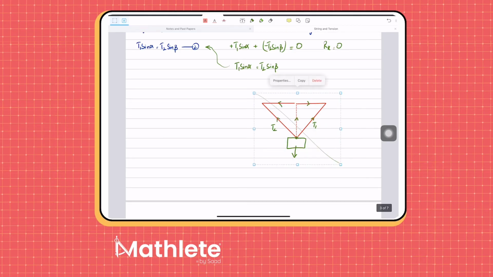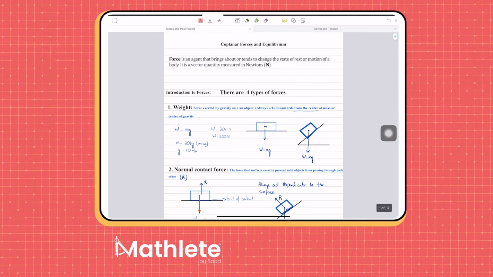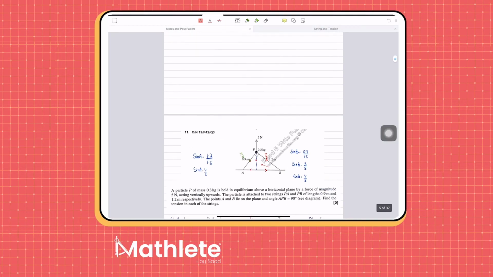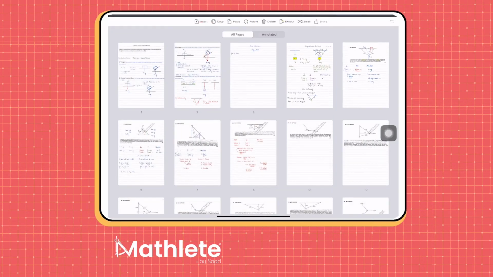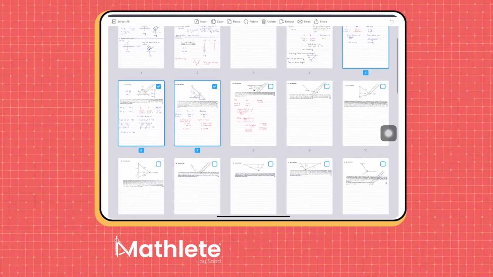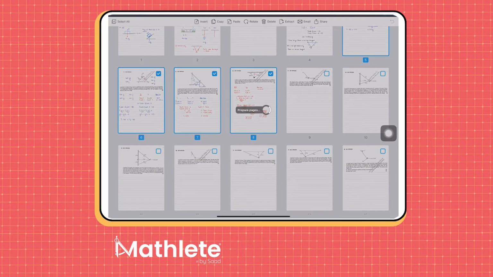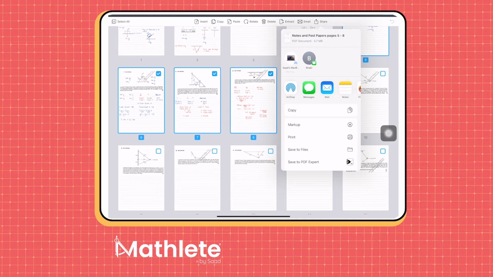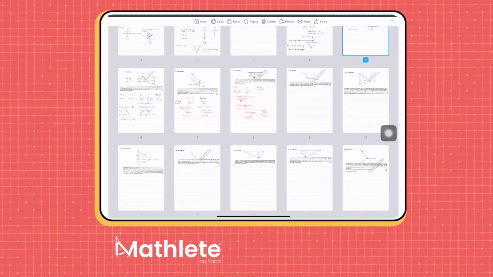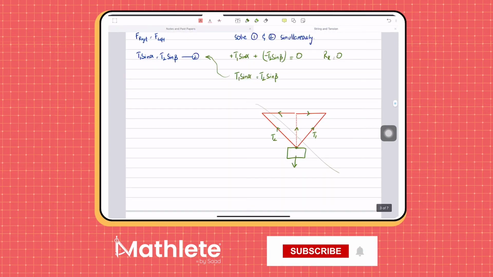Okay, now let's do an example question. You will notice that it's not really as difficult as you might think. It's kind of like coplanar forces. The only difference is that here you have an object with a certain mass to consider as well.